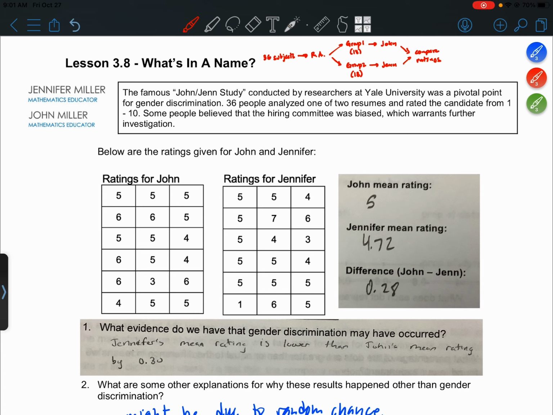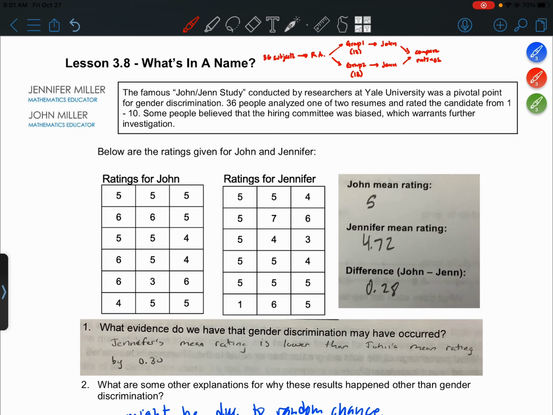So for John, you find the average of those 18 values, you get 5. So John's average rating was a 5. And then for Jennifer, it was a 4.72. Okay. So the difference between John's mean rating and Jen's mean rating was 0.28 on this 1 to 10 rating scale.